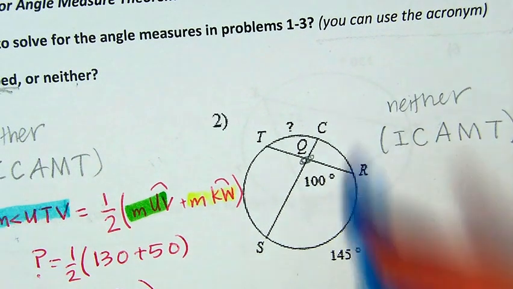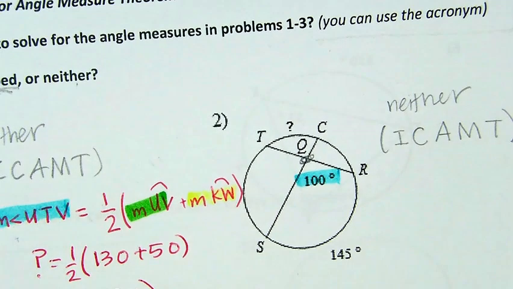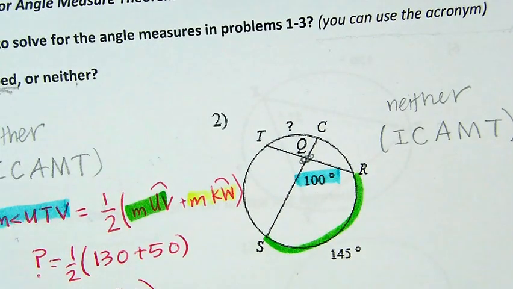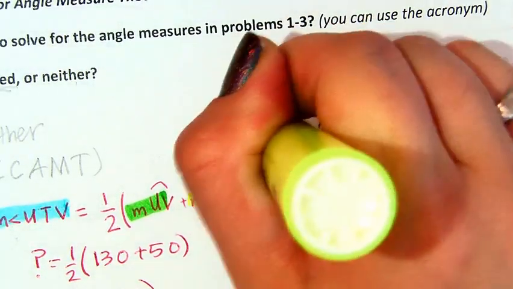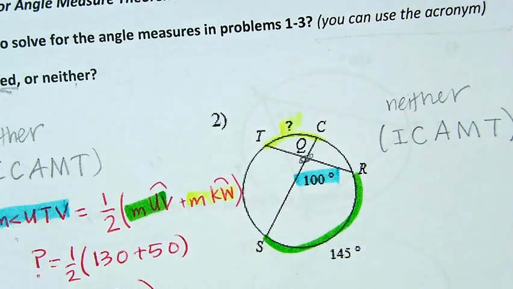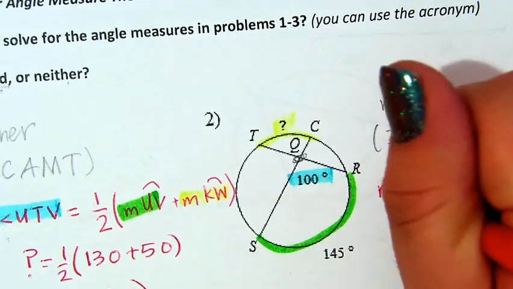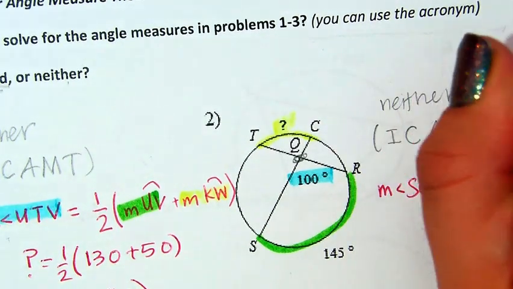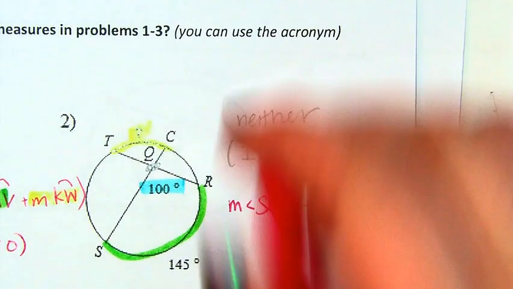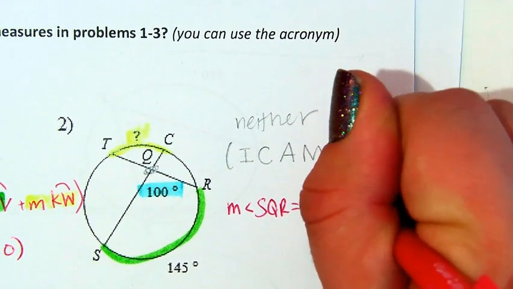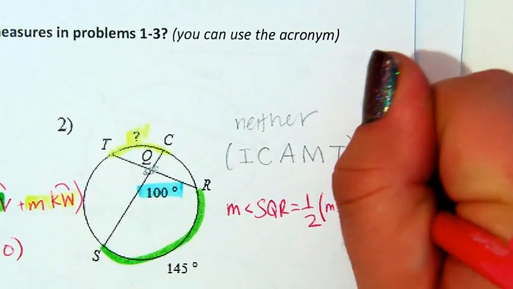Let me be consistent here. This is going to be the piece that I'm trying to find. The order of your arcs doesn't really matter since we're adding. One of the arcs is the piece that we're actually solving for. So the measure of angle SQR equals 1/2 of the measure of SR plus the measure of TC arc.